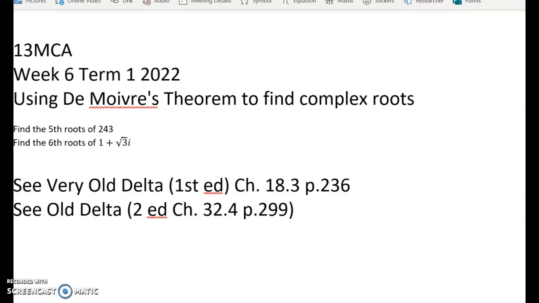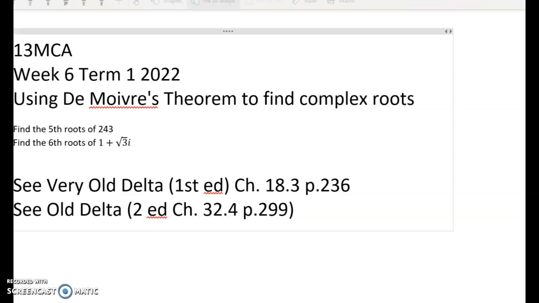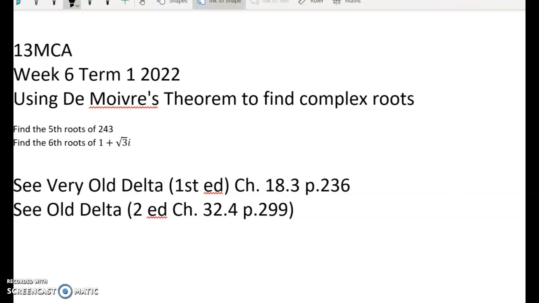In this video, I'm going to show you how to use de Moivre's theorem to find complex roots. We're going to look at two examples, the two that I've got here. So find the fifth roots of 243 and then find the sixth roots of 1 plus root 3i. If you're watching this and you're in my class, you should see straight away that this is going to involve special triangles. This one is a slightly easier one to start us off.